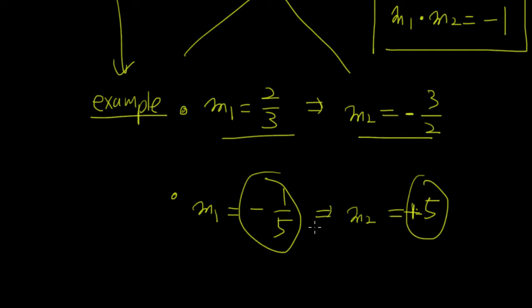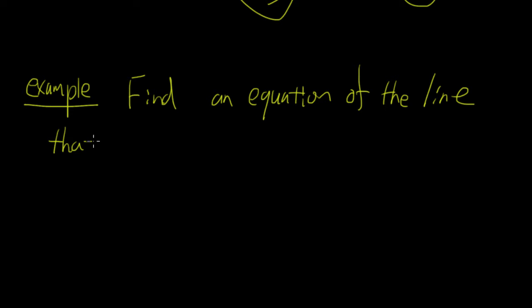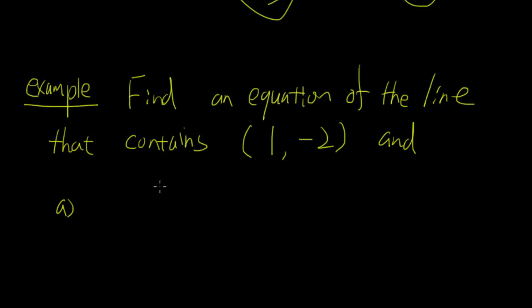So let's try this example. Examples. Find an equation of the line that contains (1, -2) and is parallel to x plus 3y equals 6.